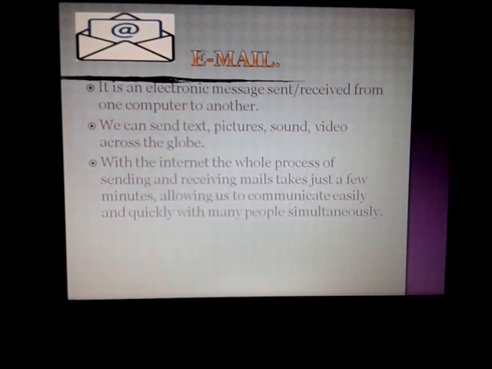Through email you can send text message, you can send image, sound, video across the globe. With the help of internet, the whole process of sending and receiving mails takes just a few minutes, allowing us to communicate easily and quickly with many people simultaneously.